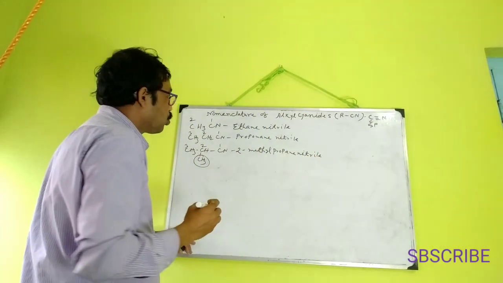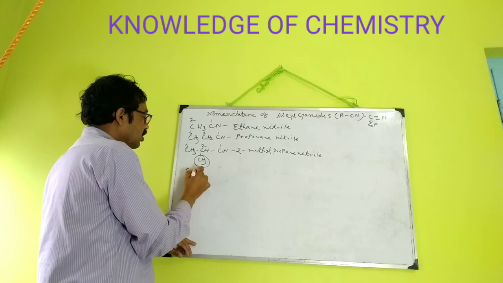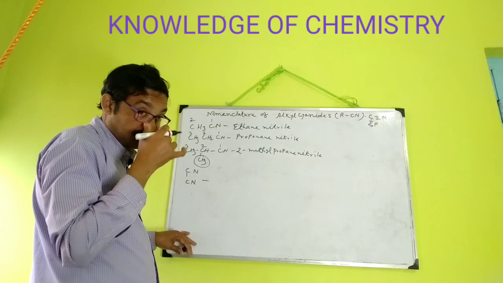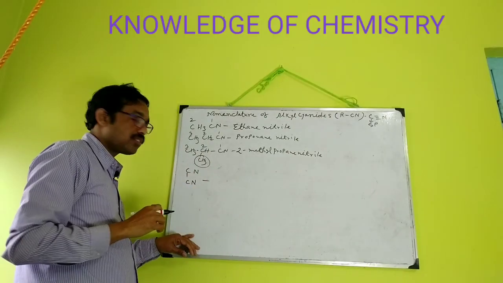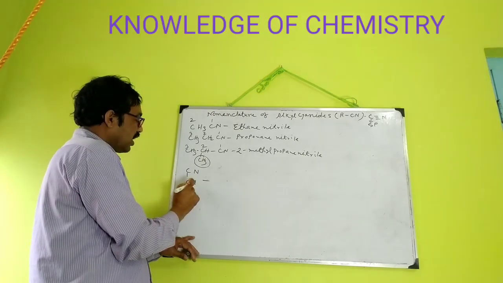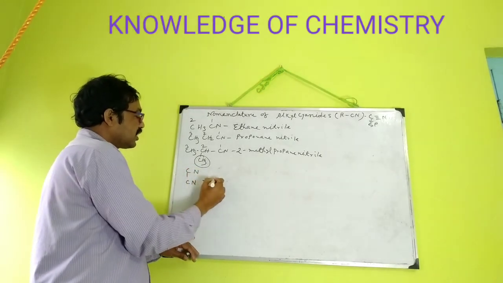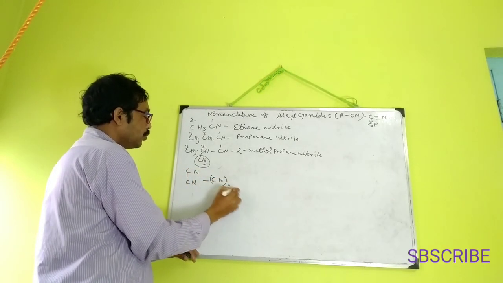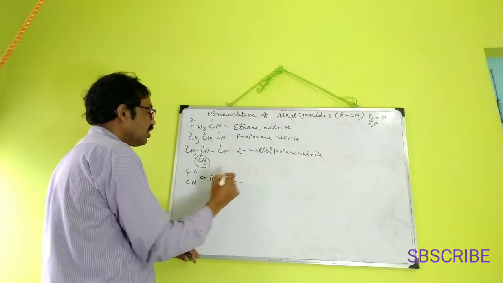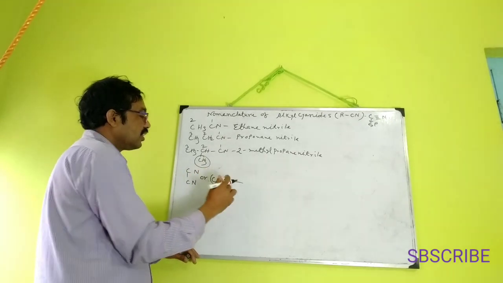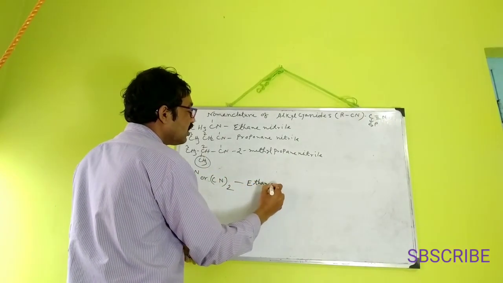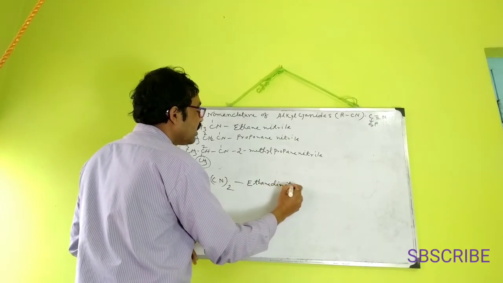If there are 2 CN groups in any compound, then di is used. As for example, CN and CN, that is (CN)2. It is named as ethanedinitrile.